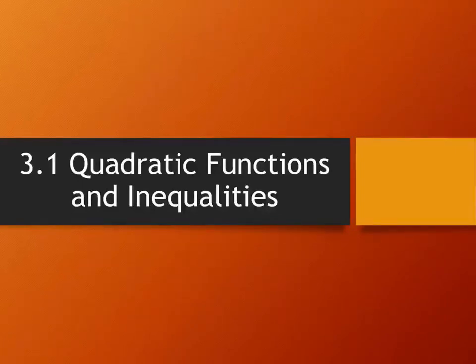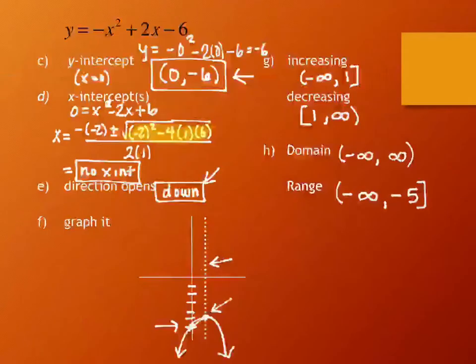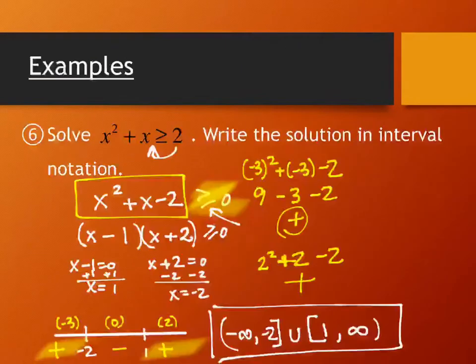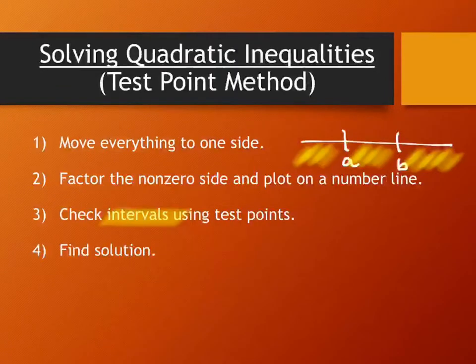So this is going to be the very ending of section 3.1. We're left with one problem left to do, and it's really a problem much like the problem we did on number 6. And if you'll remember, what we're asked to do here is to write the solution in interval notation. And we had these sort of steps that we would go through where we move everything to one side, factor, we plot the points on a number line, check intervals with test points, and find a solution.